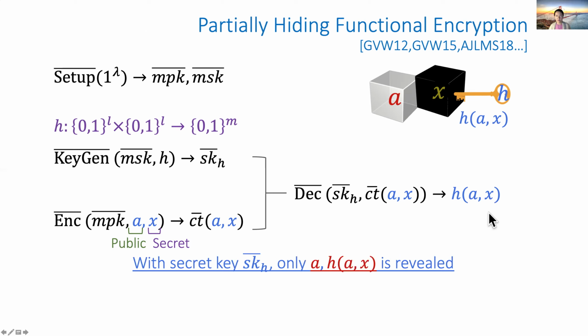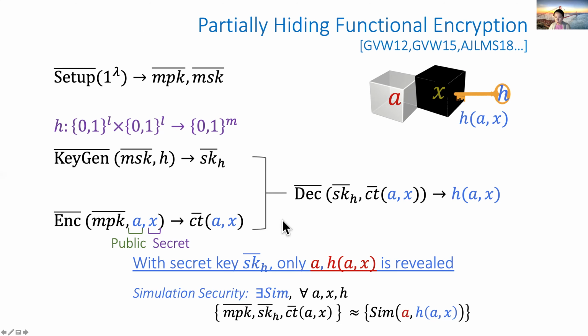And the security of partially hiding functional encryption guarantees that, given the secret key, not only is the output revealed, but also we don't hide the public part of the input. What we hide is additional information about the secret part of the input x that is not conveyed through the output h on a, x.